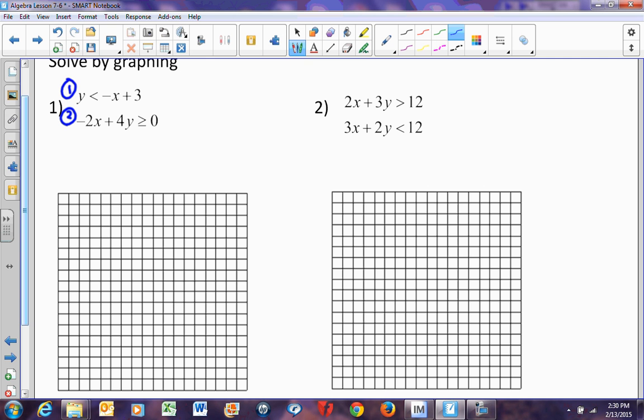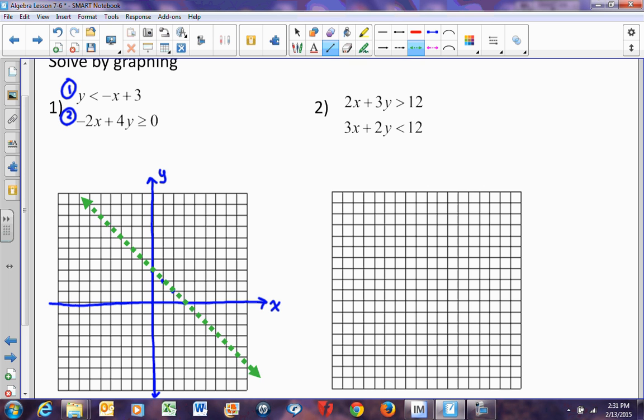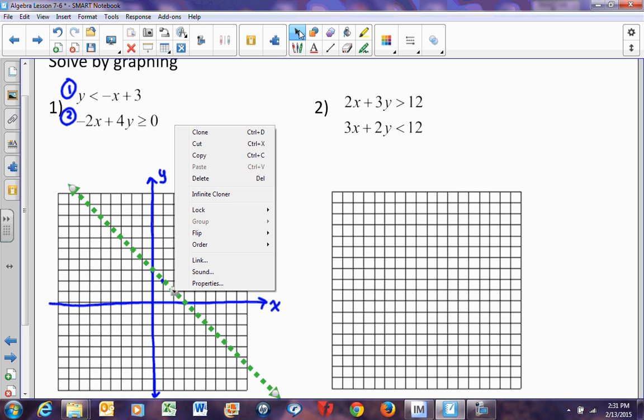So for this first graph, if I put my x and y axis, there's my y axis. Y is less than negative x plus 3, so it goes through 3. Down 1, right 1, down 1, right 1, down 1, right 1. This is a dashed boundary line, so I'm going to make sure I dash my boundary line. Okay, that's pretty decent. So here we go. It's nice and the way it needs to be.